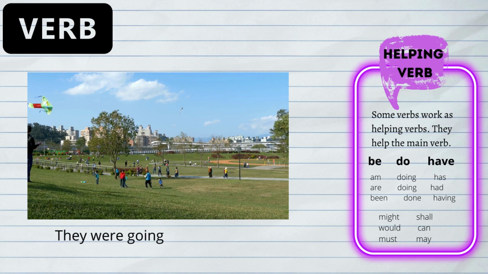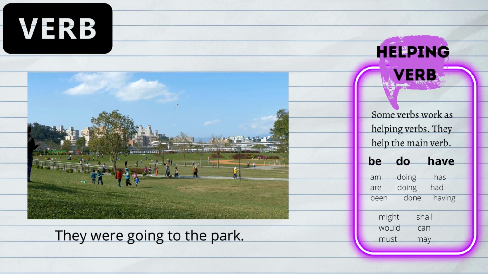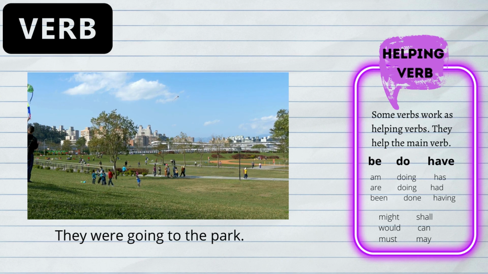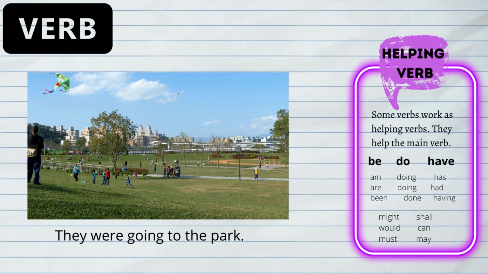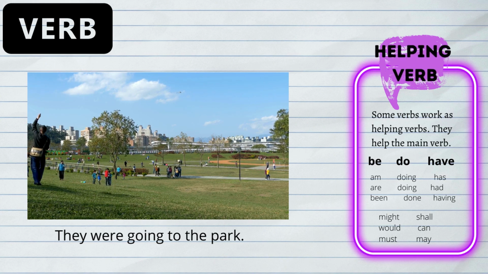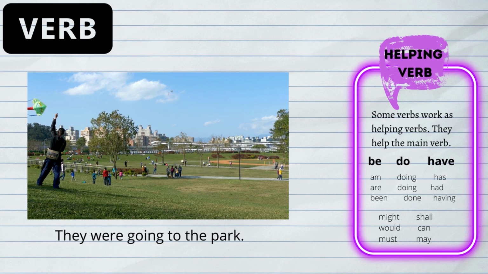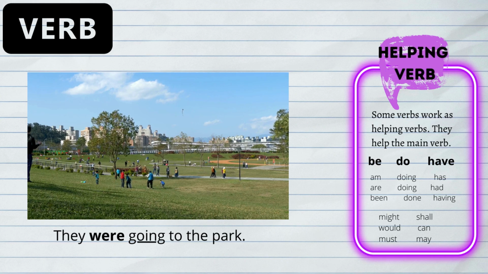Let's look at another sentence. They were going to the park. Which word helps the main verb going by giving additional information? Were. Were is the helping verb.